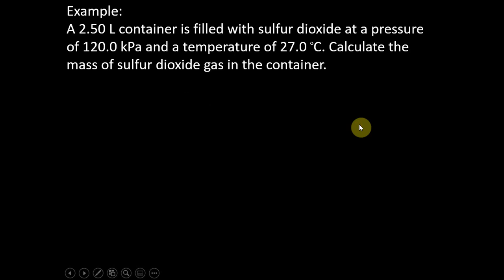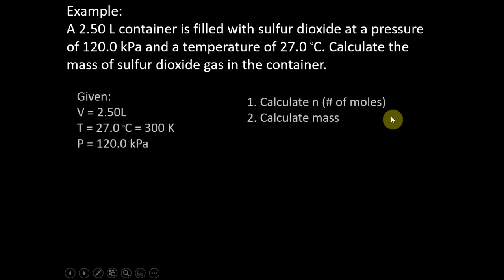All right, let's do this example. A 2.5 liter container is filled with sulfur dioxide at a pressure of 120 kilopascals and a temperature of 27 degrees Celsius. Calculate the mass of sulfur dioxide gas in the container. All right, so again, pick out the information. So volume is equal to 2.5 liters, temperature 27 degrees Celsius. Of course, we need to convert that to Kelvin, so that's 300 Kelvin, and the pressure is 120 kilopascals.